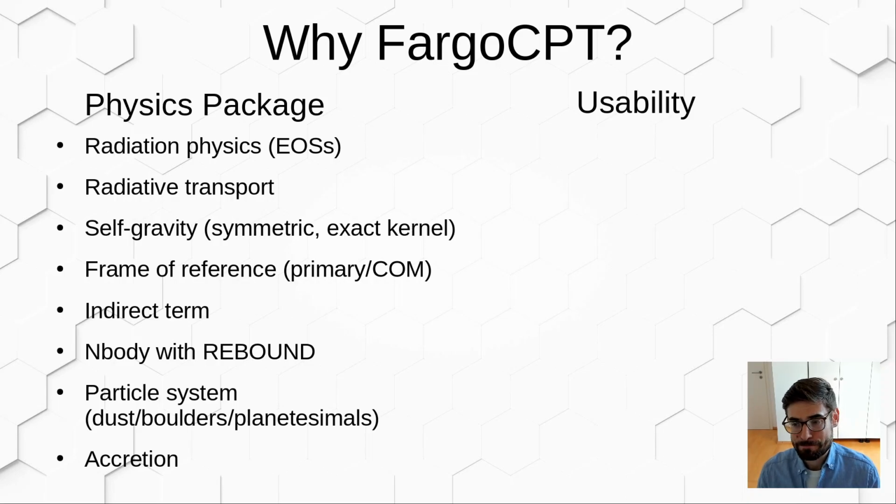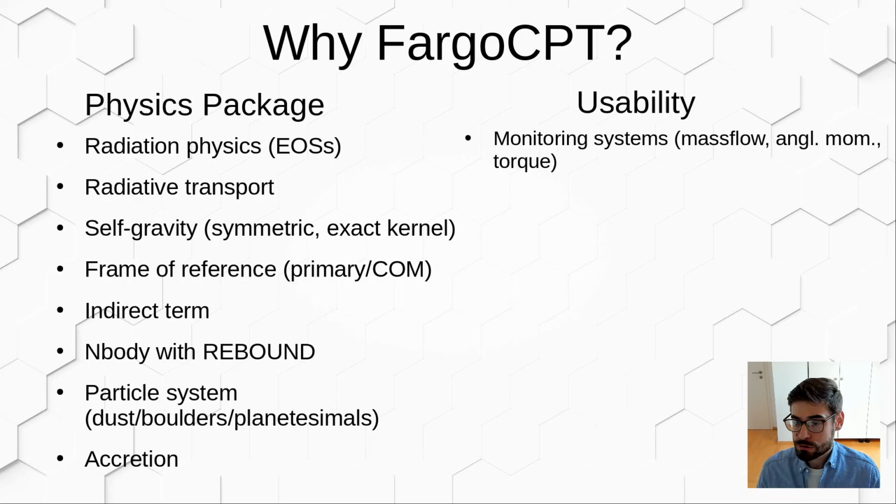Now, a second main pillar why to use FargoCPT is the usability. It's quite easy to use actually. We have many monitoring systems, so many physical quantities you are likely to care about, like the planet positions, but also accretion rates on them, the mass of the total disk, the mass flux through the disk. All this is written to output files directly, so you don't have to worry about implementing such things.